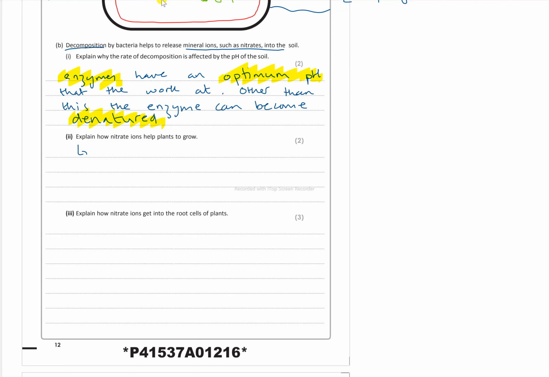Okay, explain how nitrates help plants grow. Nitrates are broken down into amino acids and then turned into DNA for the nucleus or proteins to form the nucleus of a new, for example, cell. Explain how nitrate ions get into the root hair cells. Okay.